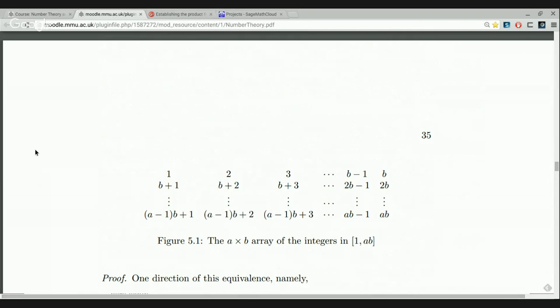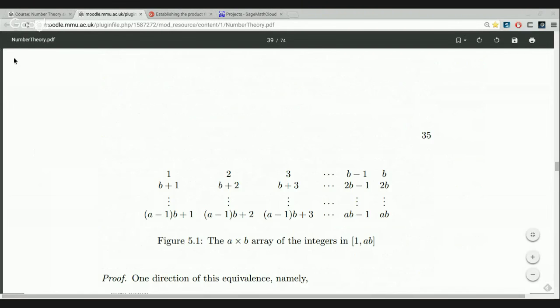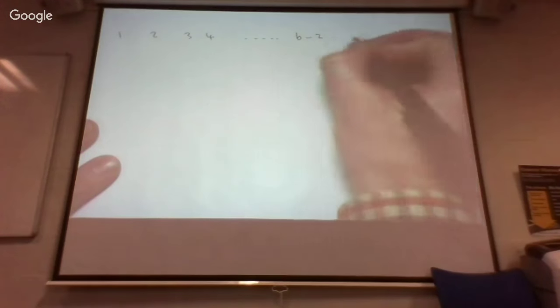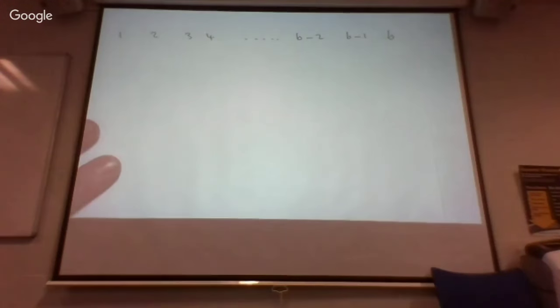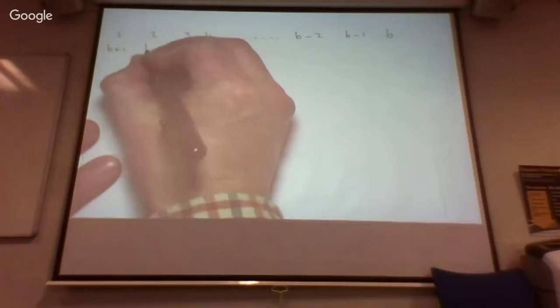So first of all, maybe I'd just like to make some notes over and above what's in the printed notes there. I'll switch to the document camera. I just want to repeat that grid a bit and draw on top of it a little bit. You go 1, 2, 3, 4, B minus 2, B minus 1, B. Those are the column headings. And you have B plus 1, B plus 2.